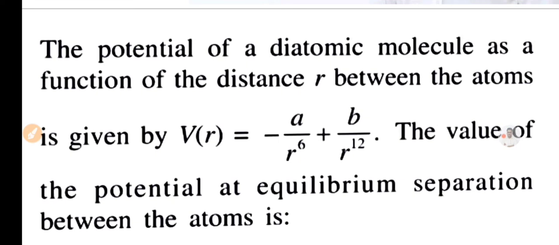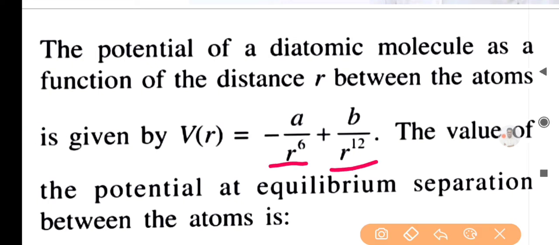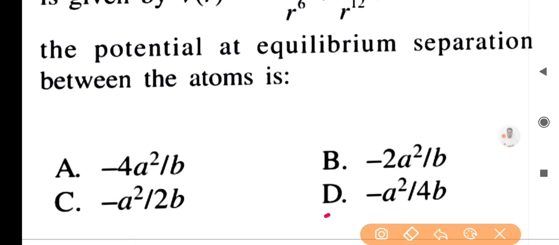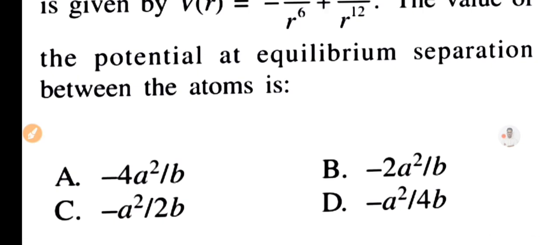r between the atoms is given by V of r equals minus a by r to the power 6 plus b by r to the power 12. The value of the potential at equilibrium separation between the atoms is, so which option is correct? You have four options given, and you have to find the correct one.